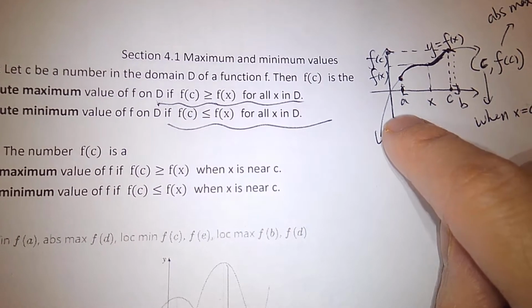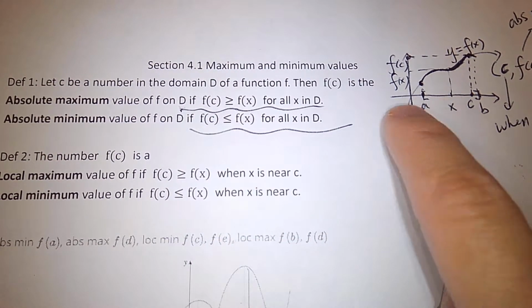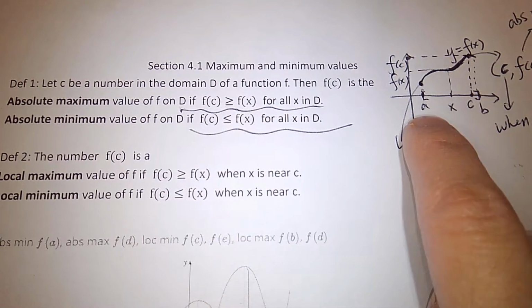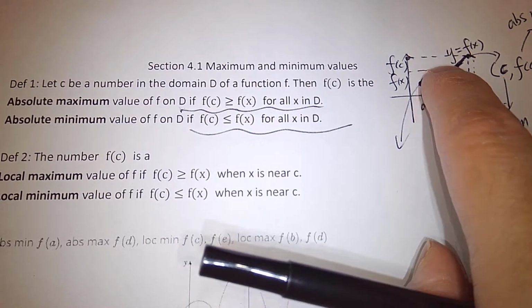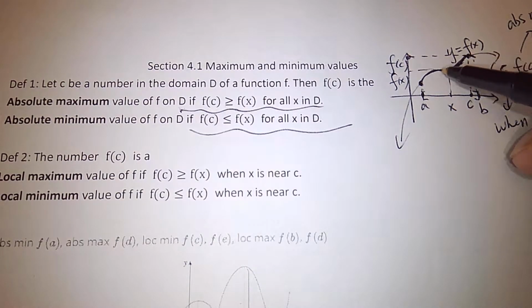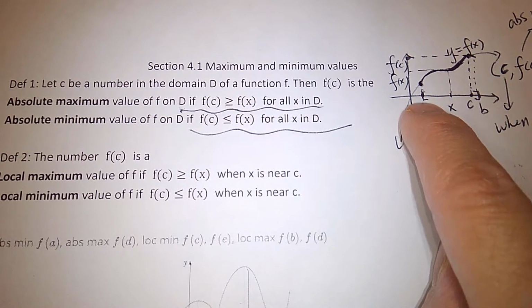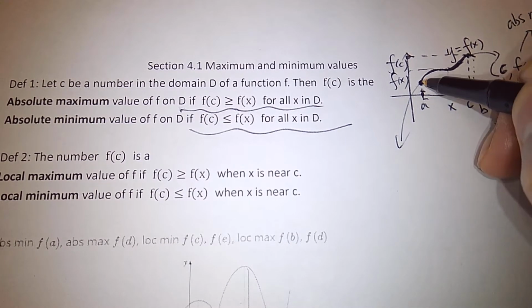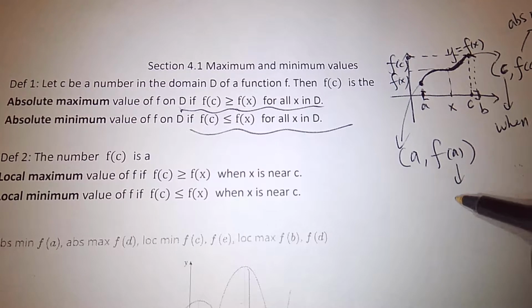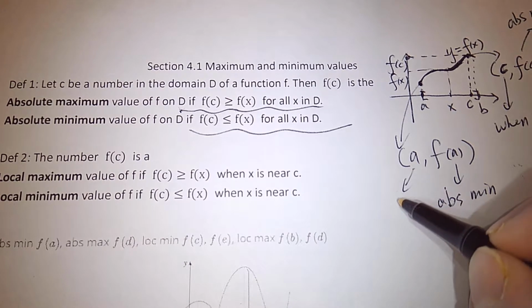So that means for absolute maximum or absolute minimum, no matter where c is, it could be in between on the curve. This highest point or lowest point may occur in between on the curve, or it may occur at the endpoint, if the endpoint is included in the domain, say this is a closed interval. So this point has coordinates a, f of a, and f of a is the absolute minimum value when x equals a.